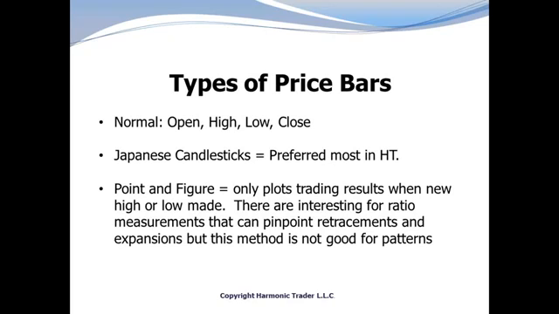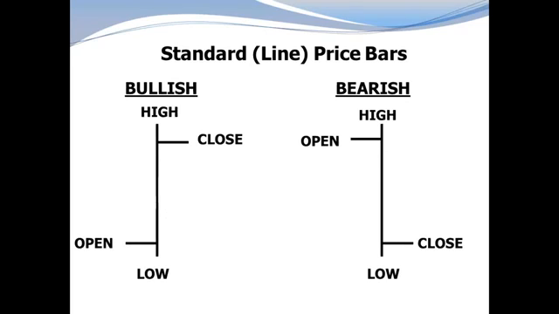Now there's various types of price bars that can be used in charting purposes. A normal or standard price bar is typically a line bar, but an open, high, low, close. Japanese candlesticks, which have been around for hundreds of years, is actually preferred most for harmonic trading purposes. Another form of price bars is point and figure. However, this only plots trading results when new lows or highs are made. These are interesting for ratio measurements that can pinpoint retracements and expansions, but this method is not as good for patterns.